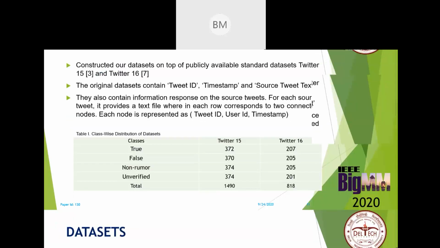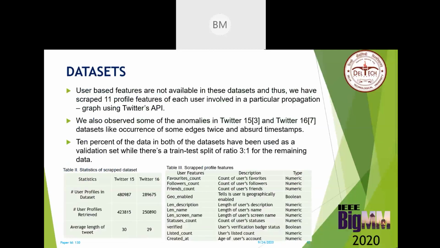Now, since the user-based profile features were not available in these data sets, we have constructed our own data set on top of it using Twitter's API. We have extracted around 11 profile features of each user involved in spreading a particular tweet. The profile features are present in Table 3. These could be favorites count, followers count, friends count, etc.